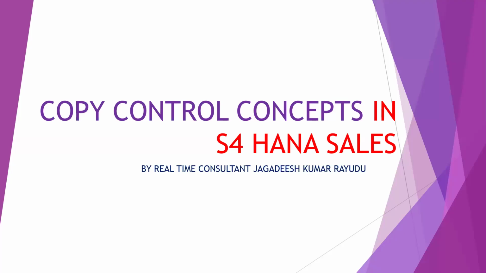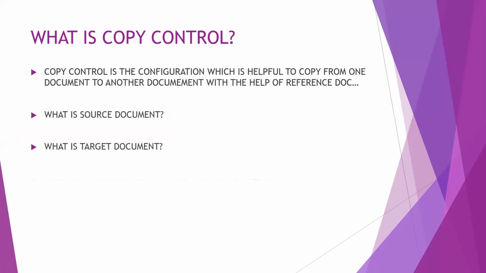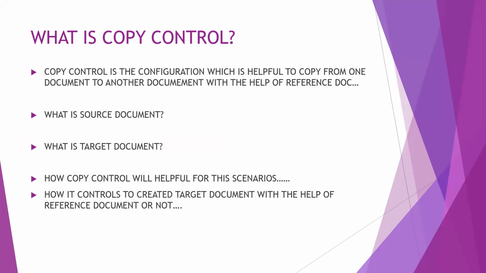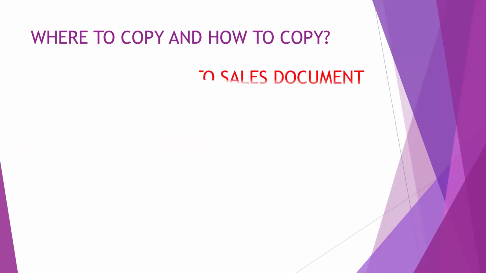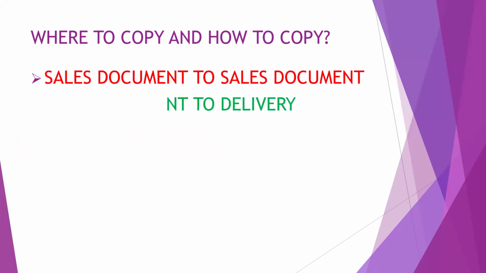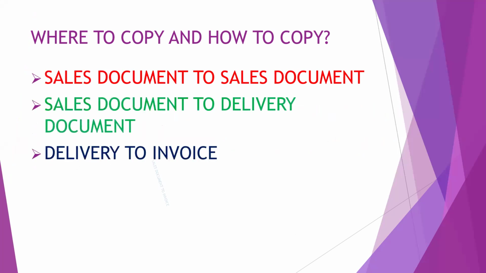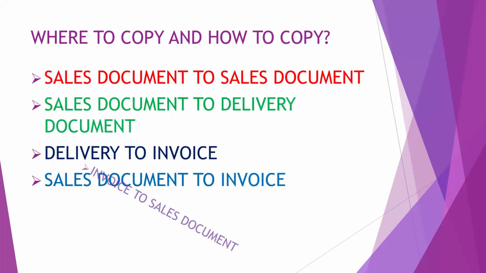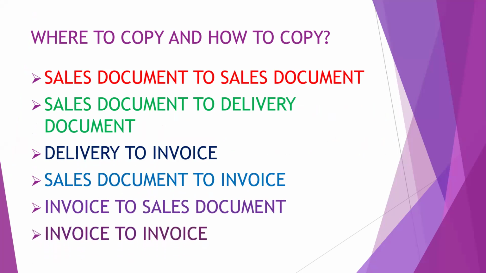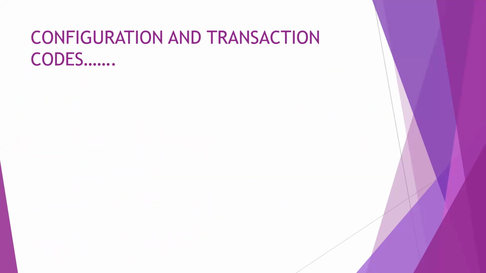So in the previous session, we have seen the detailed introduction. Let's try to understand how the part 2 session, configuration, works. You understood previously what a source document and target document are, what copy control is all about, and what the possible scenarios are theoretically. Let's try to understand the practicals, the configuration and transaction codes.